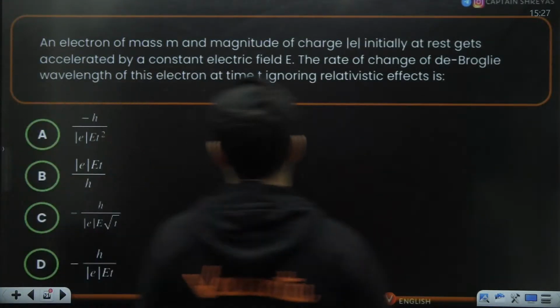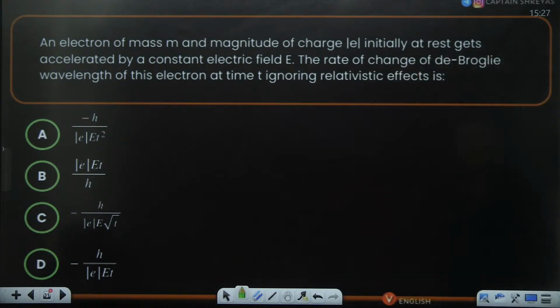What is it? An electron of certain mass and charge. Okay, just think about it. One second, guys.